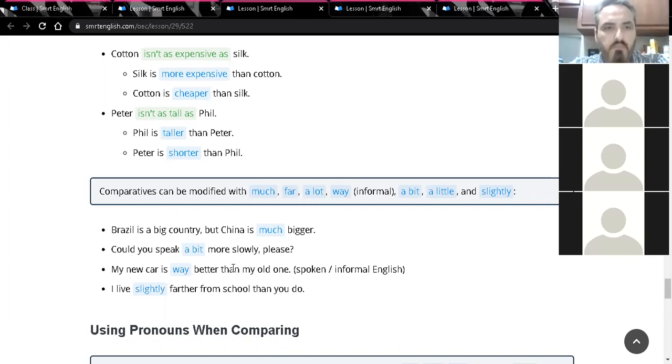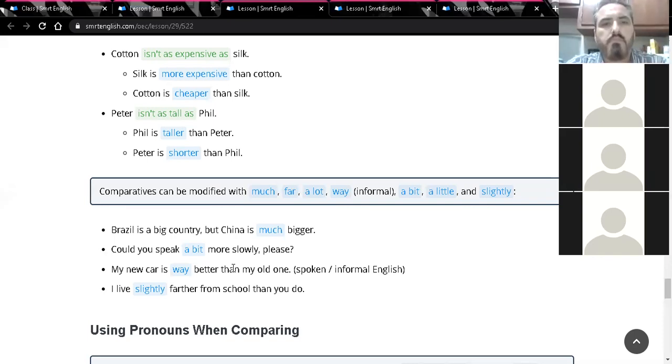Okay, comparatives can be modified with much, far, a lot, way (informal), a bit, a little, and slightly. For example, if I say bigger, I know that bigger means more than big. But maybe I want to give it even more emphasis, to make it even more exaggerated. I want it to be more than bigger. So how can I say more than bigger? Much bigger. Brazil is a big country, but China is much bigger. This gives a little extra to the meaning of bigger. Ya sé que bigger es más grande, pero quiero decir mucho más grande, so that's much bigger.